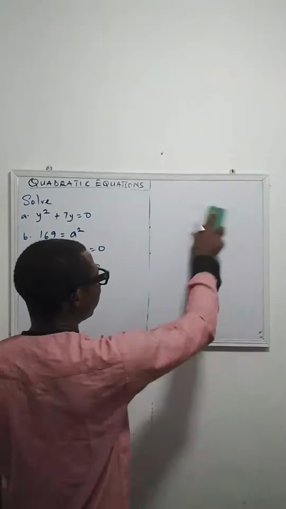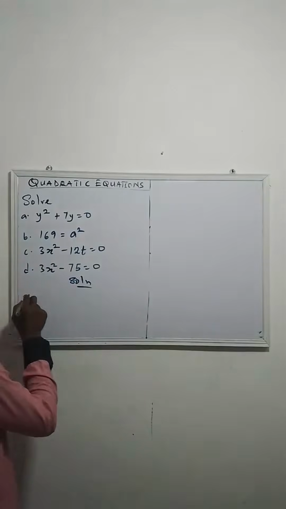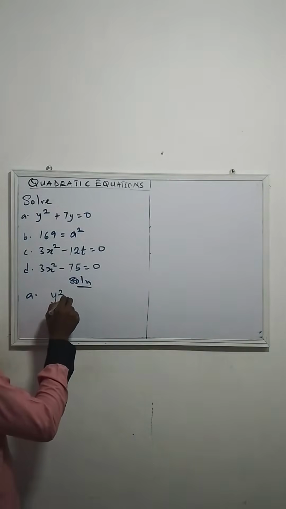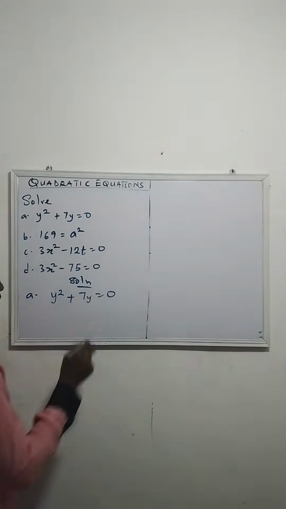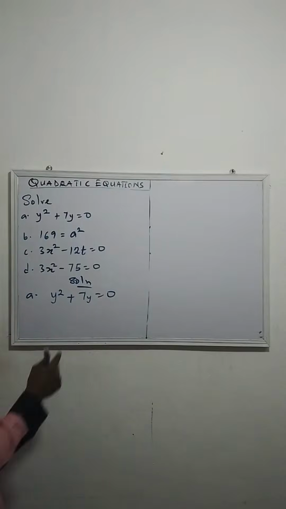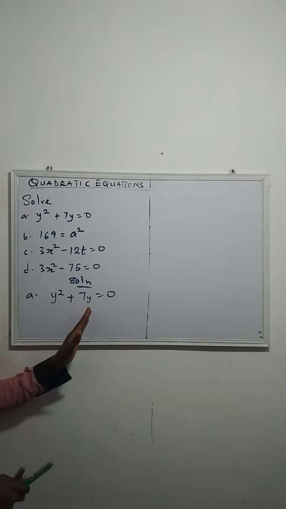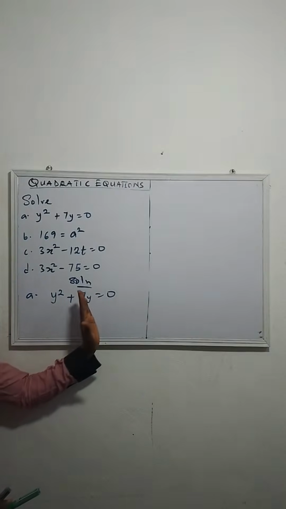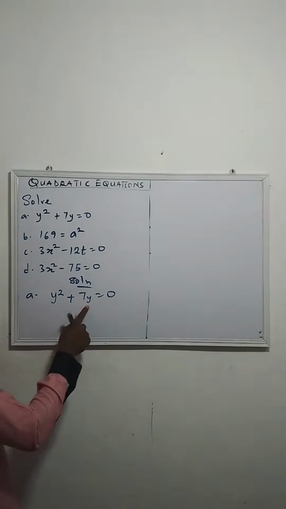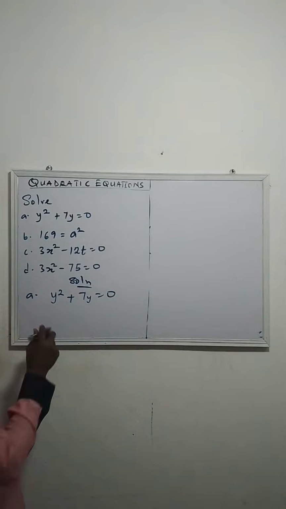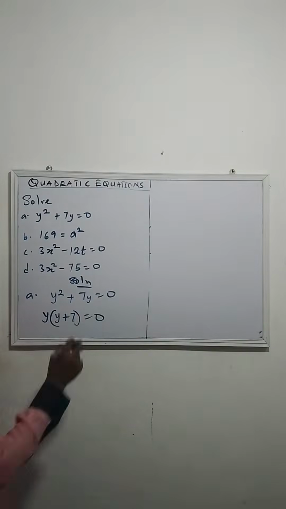Now let's look at the first question. And the first question we have here is y squared plus 7y equals 0. Now the first thing is to factorize the left hand side. We have learned how to factorize quadratic expressions, and the left hand side is a quadratic expression. Okay, so now let's factor. What is the GCD of these two terms? That's y. So we have y(y plus 7) equals 0.